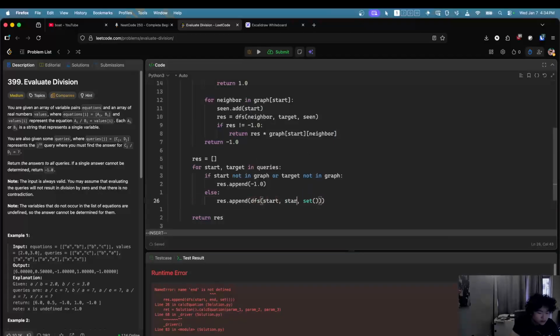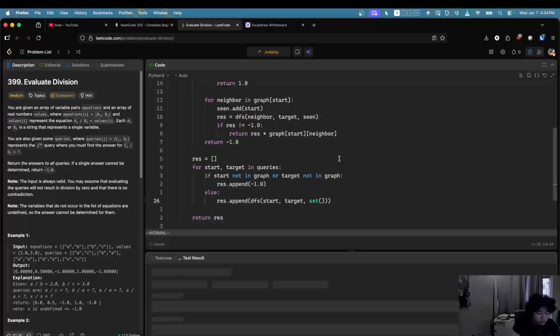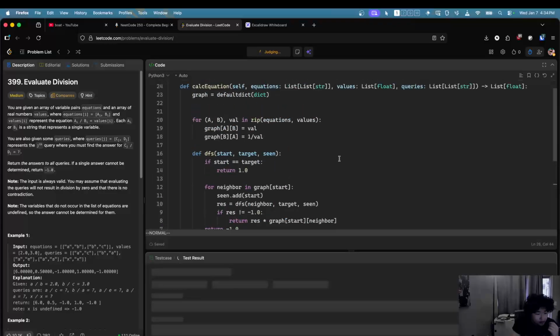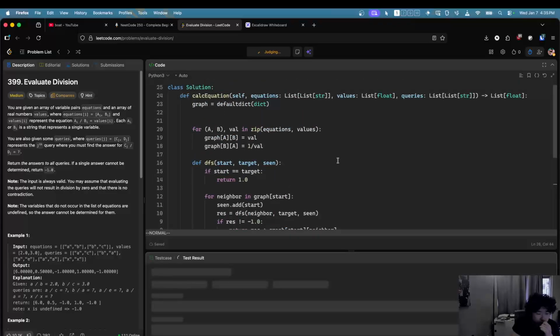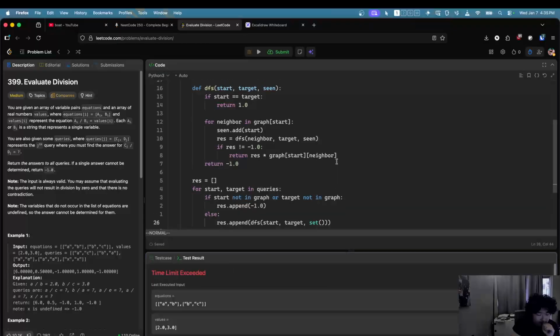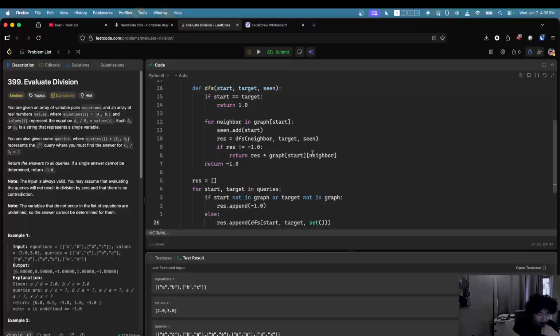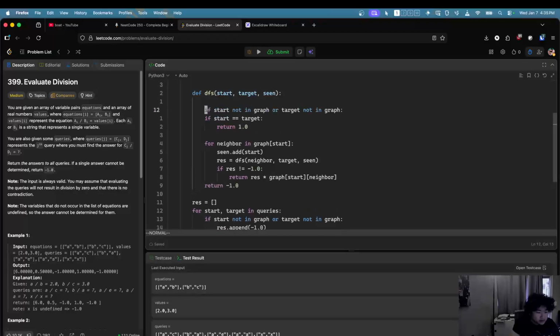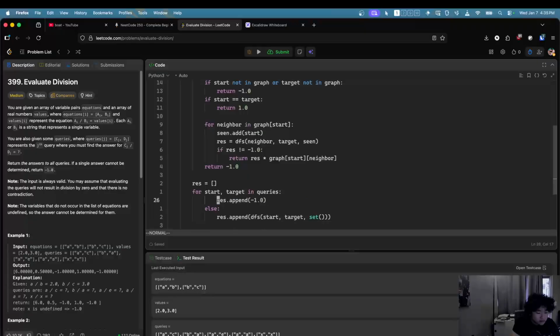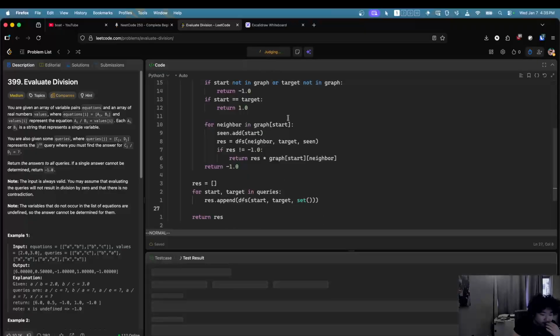Okay, maybe I do need a safeguard here. Let's add this here. I return -1. And then we just prevent this from ever happening. We don't need to do that. We'll return it out anyways.